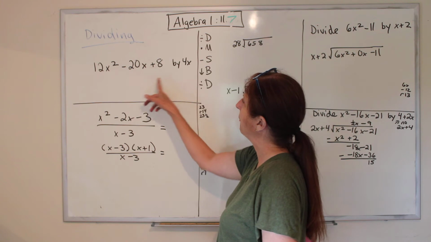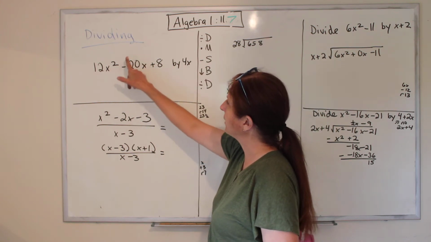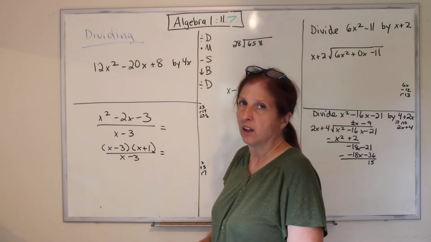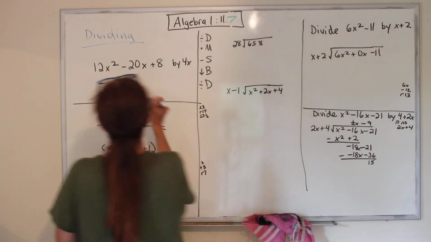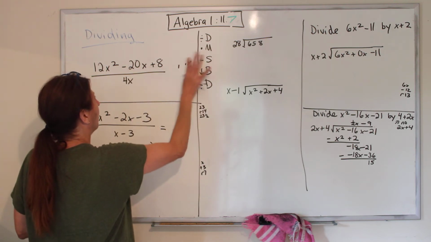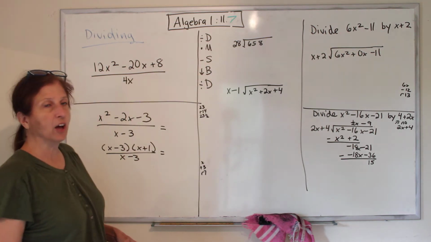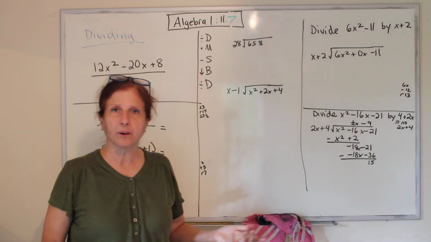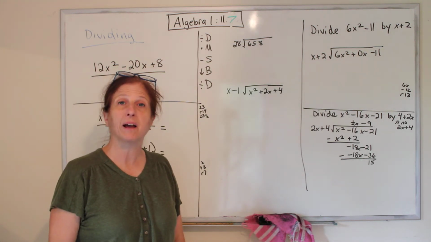Here's our first one. Divide 12x squared minus 20x plus 8 by 4x. One way you can do it is you can write divided by 4x. Are you finished? No. And the reason why is what I call the pirate party rule of math. I don't think anybody else does, but I do.